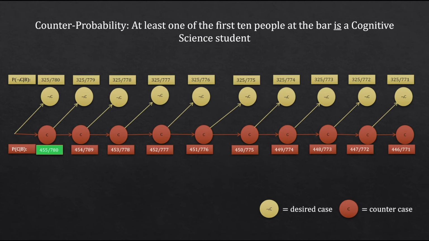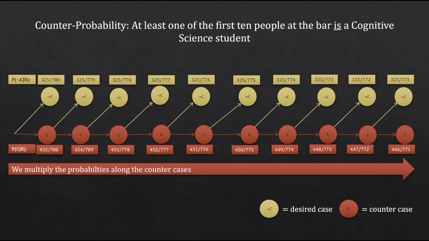Regarding our initial question, it is easier to calculate the counter probability first, which is the probability of meeting 10 times in a row a Coxi. In order to do so, we need to multiply the probabilities along the counter cases. And then we need to subtract from 1 to find out the actual probability. But now we need to pay attention. Obviously, we would not meet one person twice. The person we have met before must be considered in our calculation. Regarding the probability of not meeting a Coxi, it means we have to subtract 1 from the denominator.